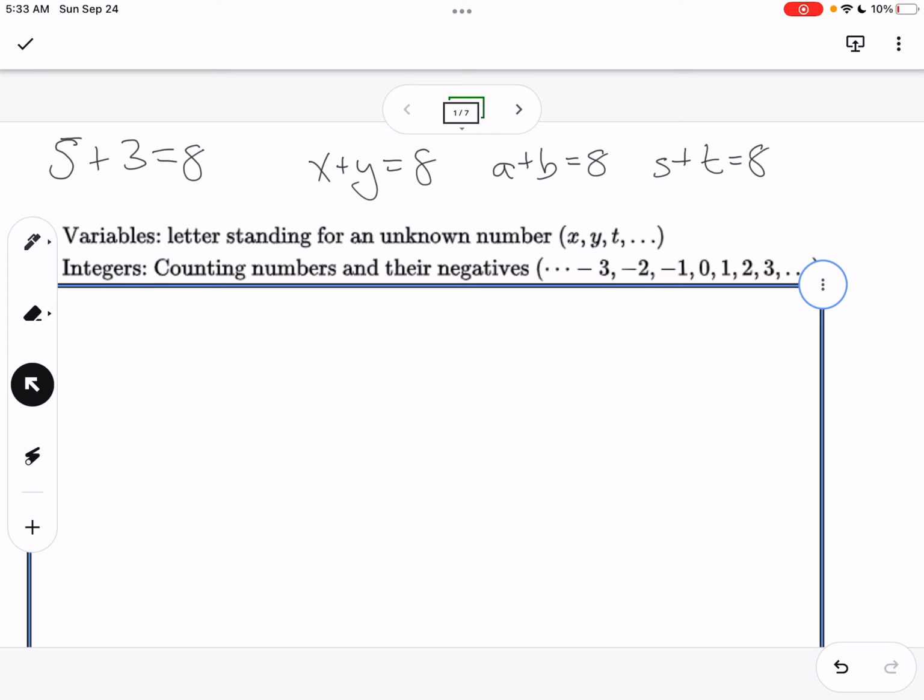Integers are going to be our counting numbers and their negatives. So negative numbers counting up to negative 3, negative 2, negative 1, 0, 1, 2, 3. And notice that I am including the integers in the order that they would appear on the number line. I don't start at 0 and then 1 and then negative 1 and then 2 and then negative 2. I will always list integers in increasing order.